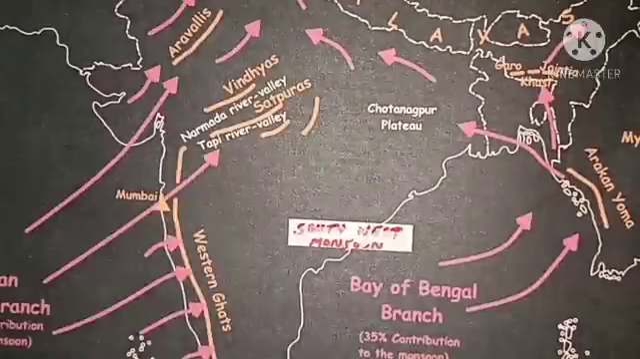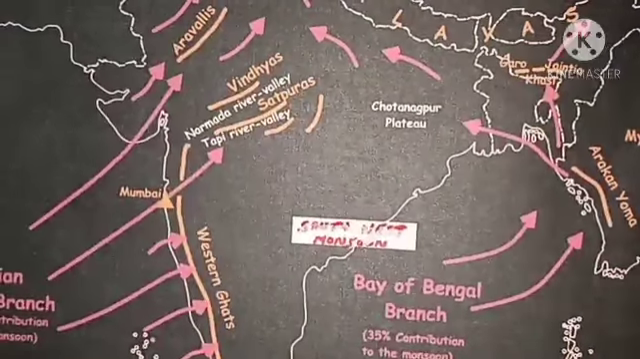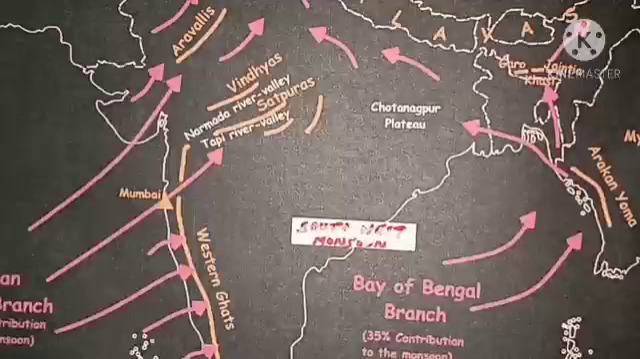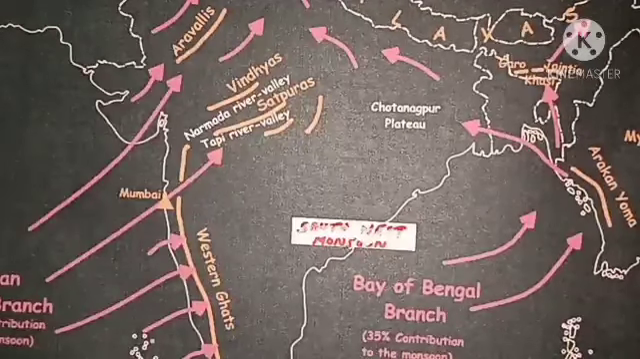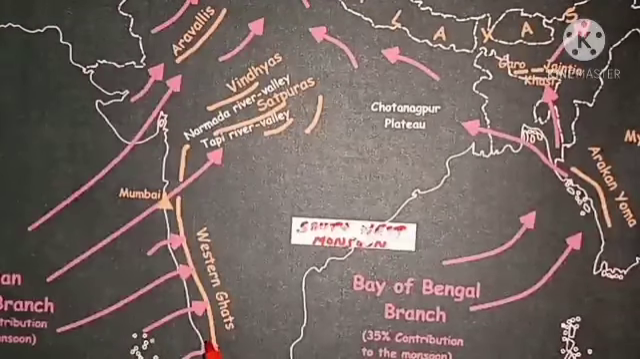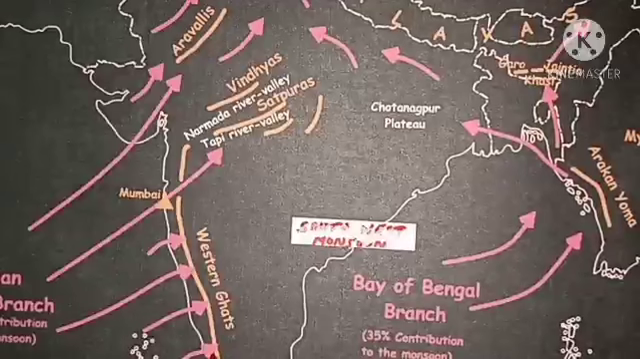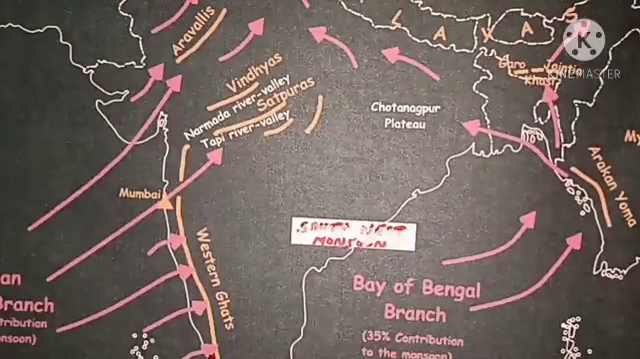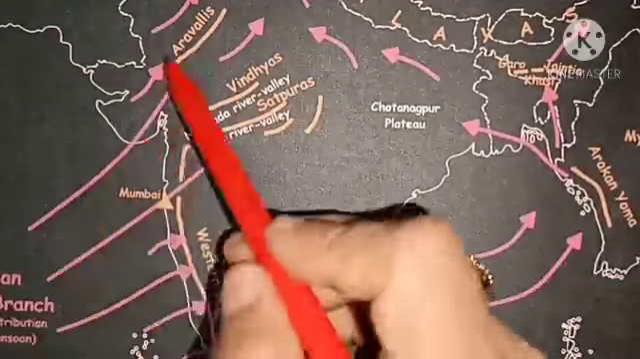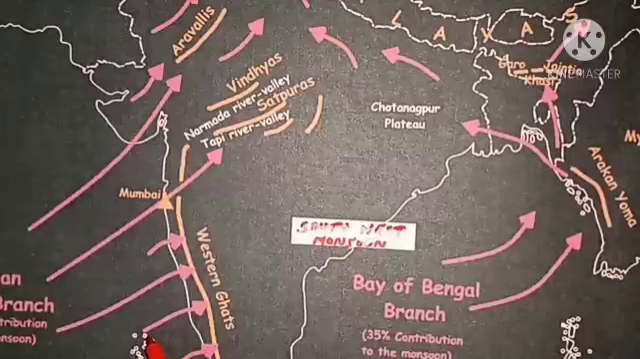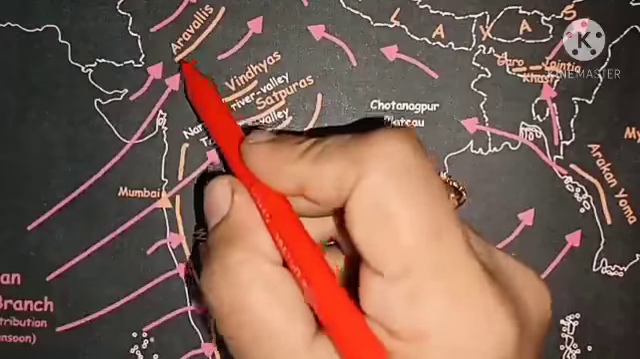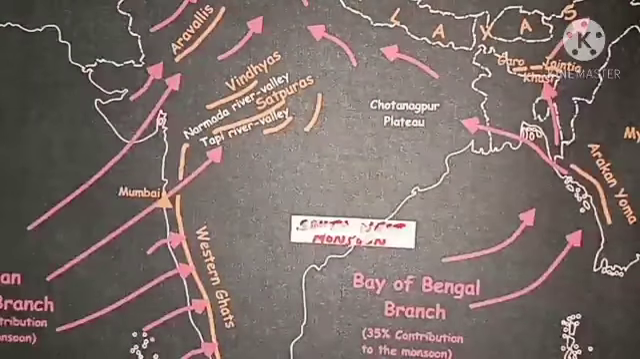The southwest monsoon wind enters the Indian subcontinent as two branches, the Arabian Sea branch and the Bay of Bengal branch. The Arabian Sea branch reaches the Kerala coast by June. Then it advances to Karnataka, Goa, Maharashtra, Gujarat. This is the direction of the southwest monsoon in the western part.